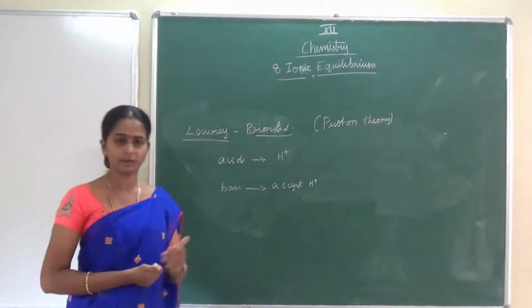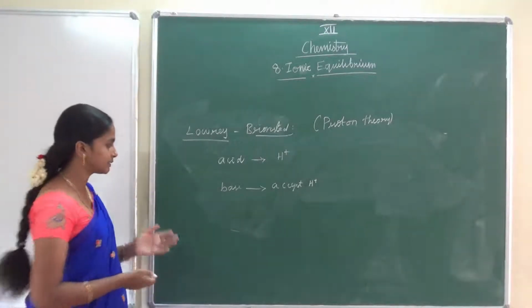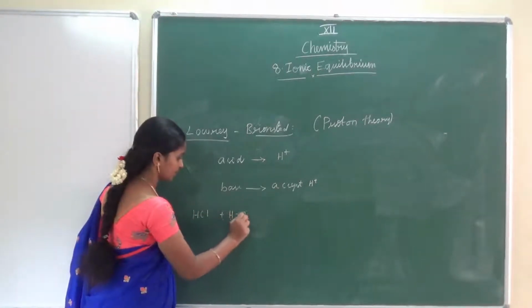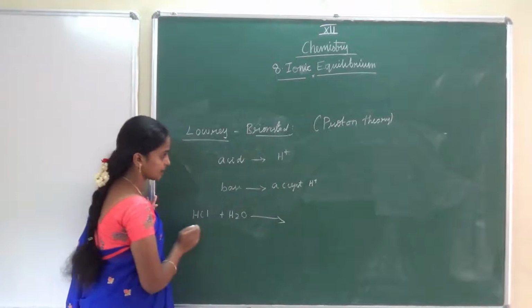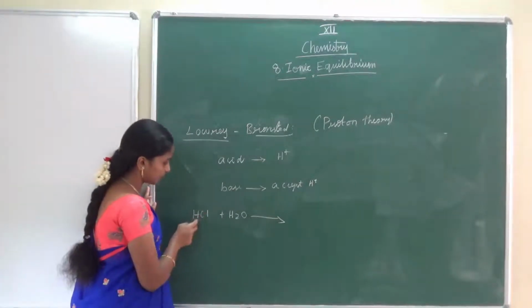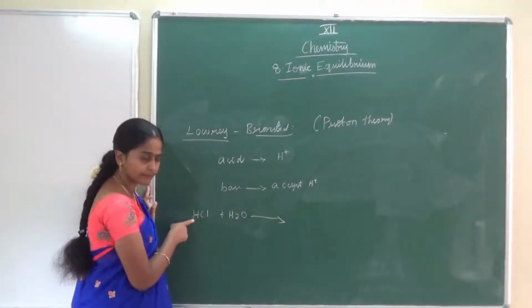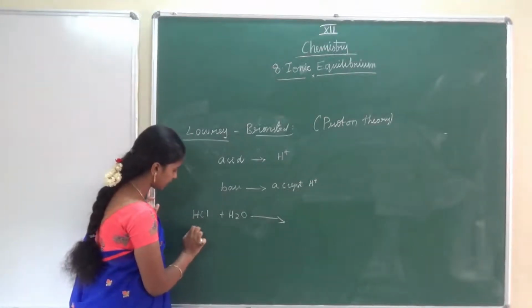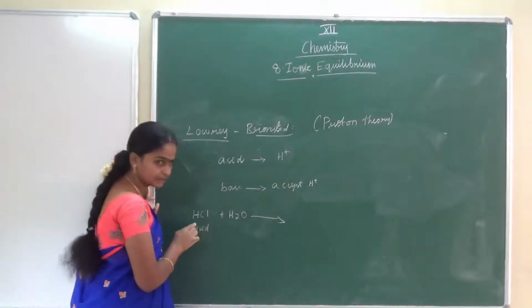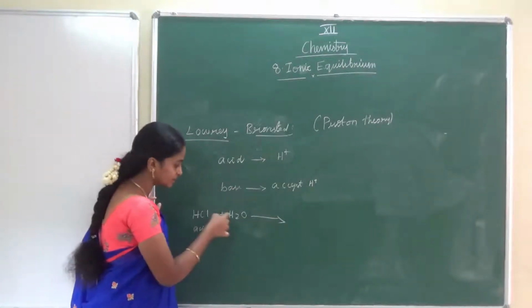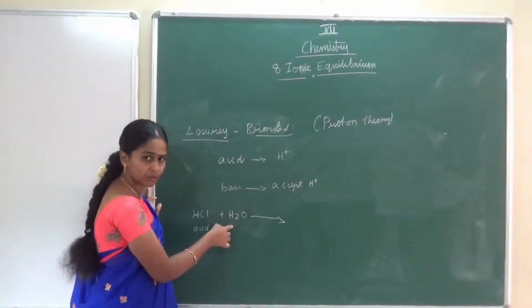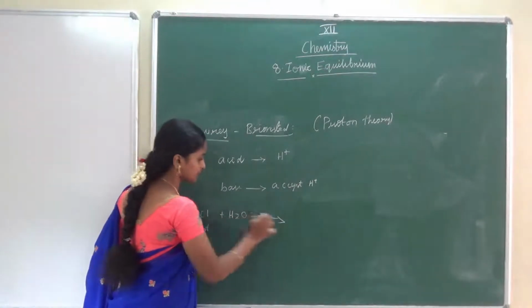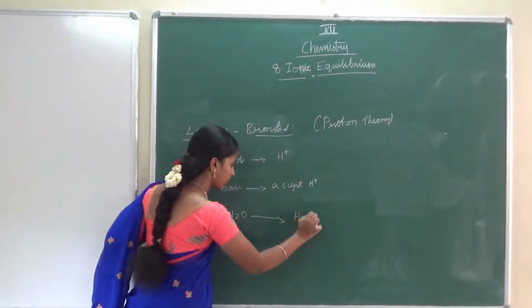Now we are going to see one example here. Let's say hydrochloric acid, HCl, in water. Now in this case, HCl and water, here HCl is going to release H plus. So when it releases H plus, we can say this hydrochloric acid is an acid because it has the tendency to release H plus. Here who is going to receive that H plus? H2O, water. When H2O receives this H plus, it will become H3O plus.